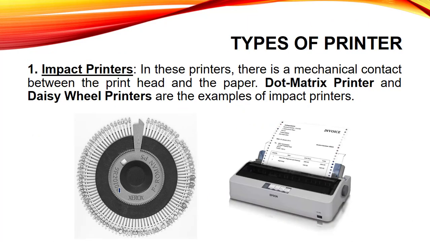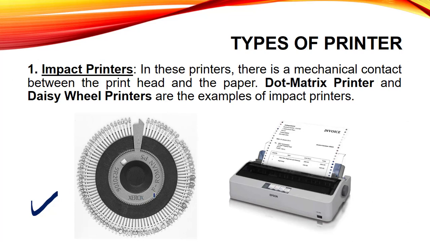Impact printers: in these printers, there is a mechanical contact between the print head and the paper. The most commonly used examples of impact printers are the dot matrix and daisy wheel printer. You all might have seen or heard about typewriters. In typewriters, there is a mechanical contact between the print head and the paper. So a typewriter is a type of daisy wheel printer, and the printing technology used in a typewriter is termed daisy wheel printing.